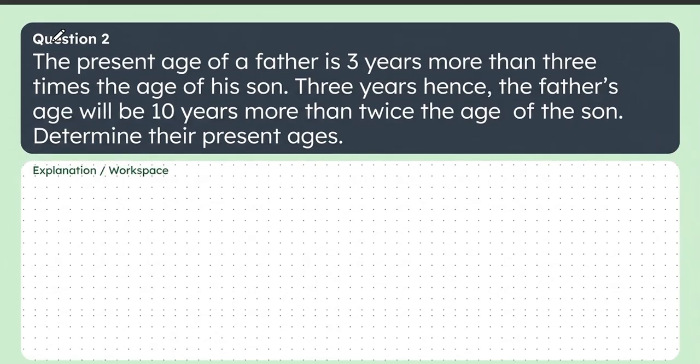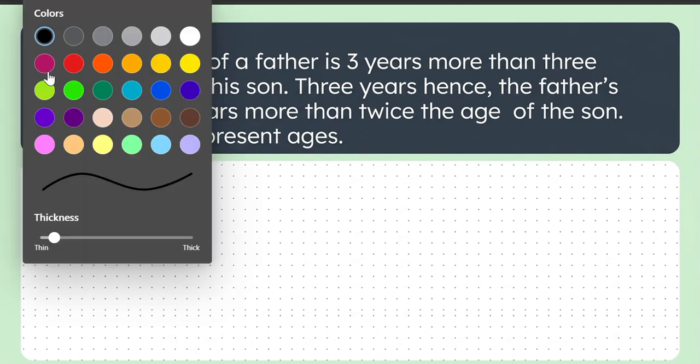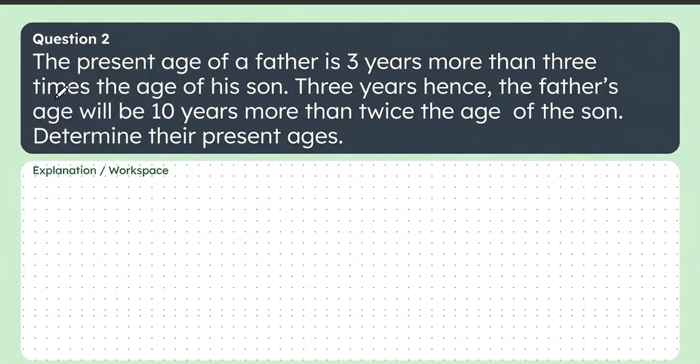The present age of father is 3 more than 3 times the age of his son. Okay, so here also again two persons are there. So let's consider the present age. Here I will write father and here I will write son. So father's present age let's consider as x, and the age of son is y.